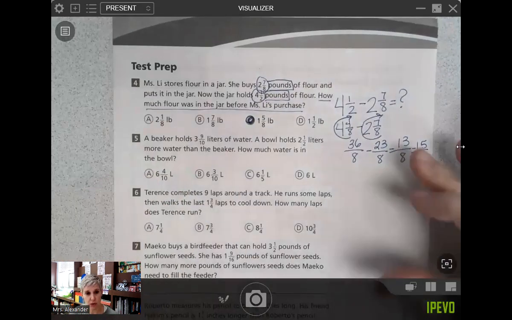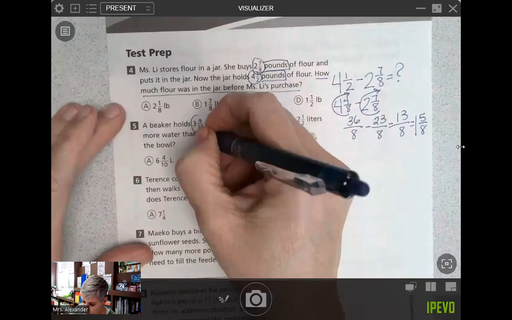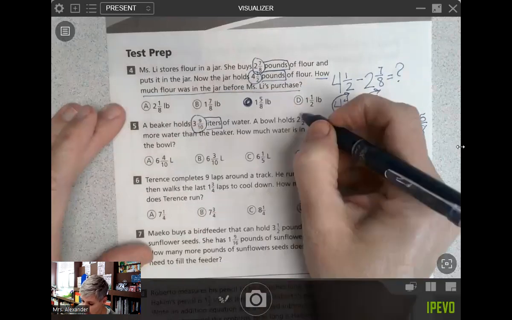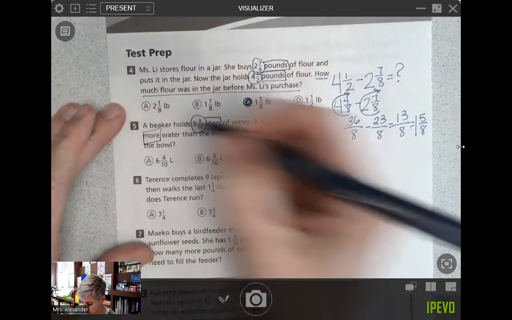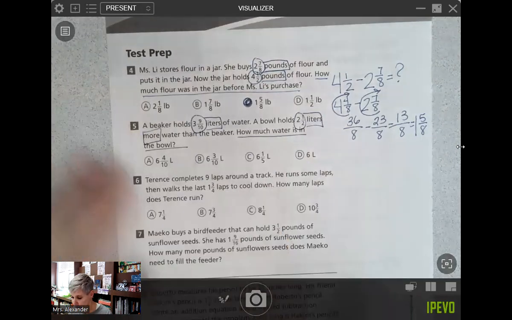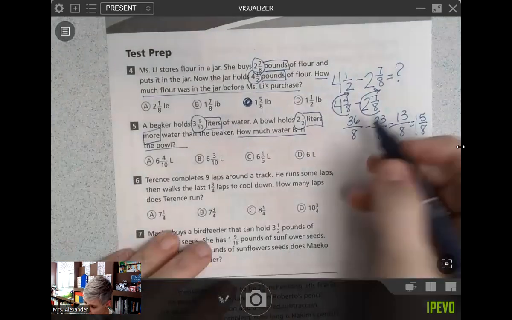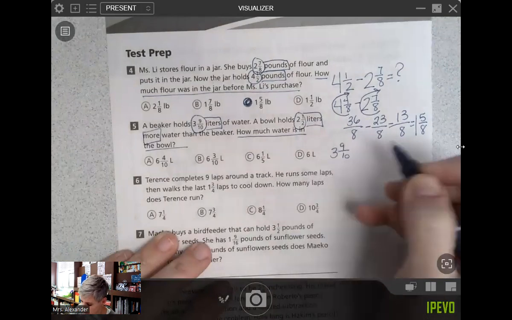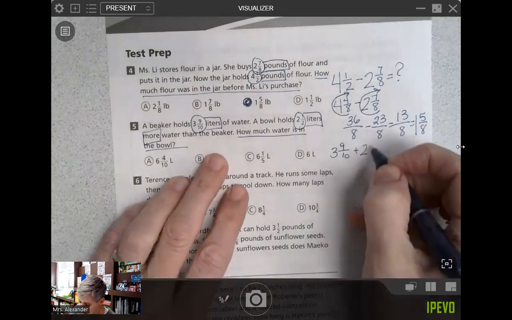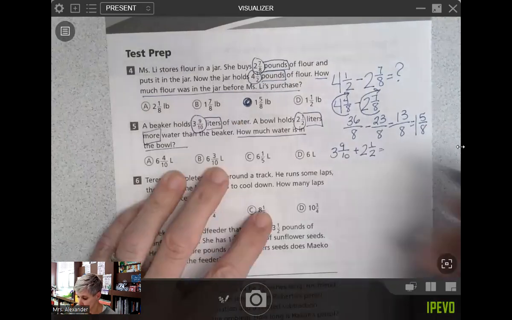Next, a beaker holds 3 9/10 liters of water. A bowl holds 2.5 liters more water than the beaker. How much water is in the bowl? So here's the beaker, 3 9/10. The bowl is 2.5 liters more. So if we have the beaker and the bowl, how much more water is in the bowl? So 3 9/10, that's our beaker, plus the bowl is 2.5 more. There was my clue word to add.